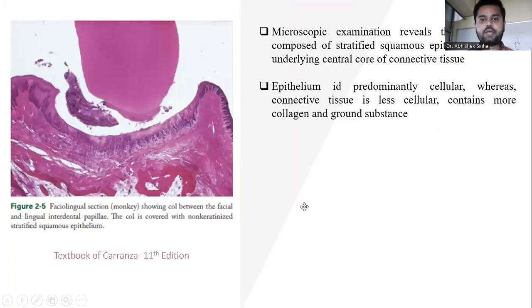So microscopic examination reveals that gingiva is composed of stratified squamous epithelium. If you remember the development, there was a mention about the stratified squamous epithelium, how it is formed, right? So microscopic examination reveals that gingiva is composed of stratified squamous epithelium and the underlying central core of connective tissue. Epithelium is predominantly cellular, whereas connective tissue is less cellular, contains more collagen and ground substance.